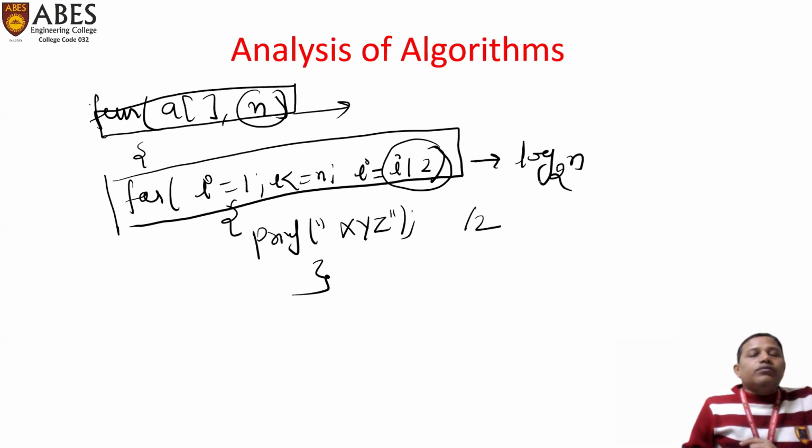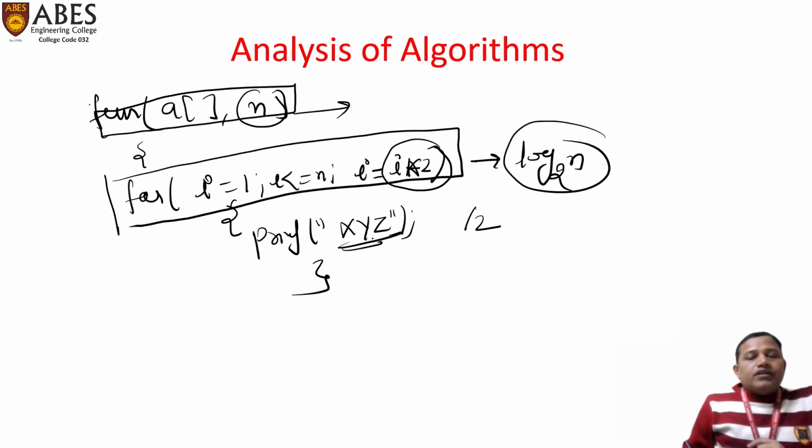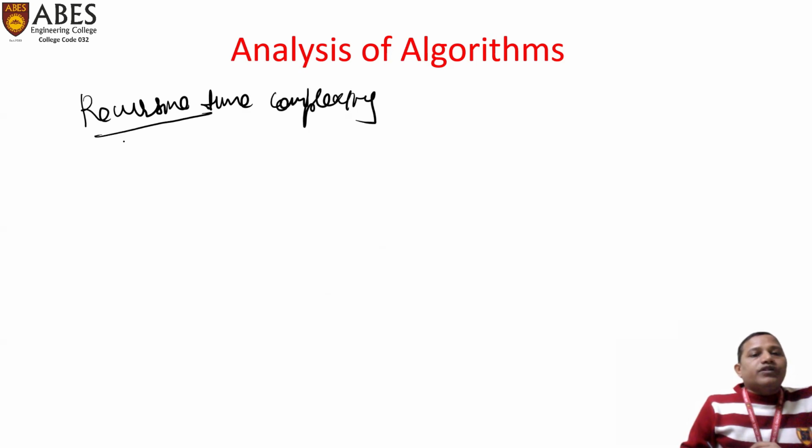Okay, so on base 2. Similarly, if this will execute with i = i by 2, this will also run log n times. So this is basically the iterative time complexity. Now we will discuss the recursive time complexity. How to evaluate the time complexity for a recursive function.